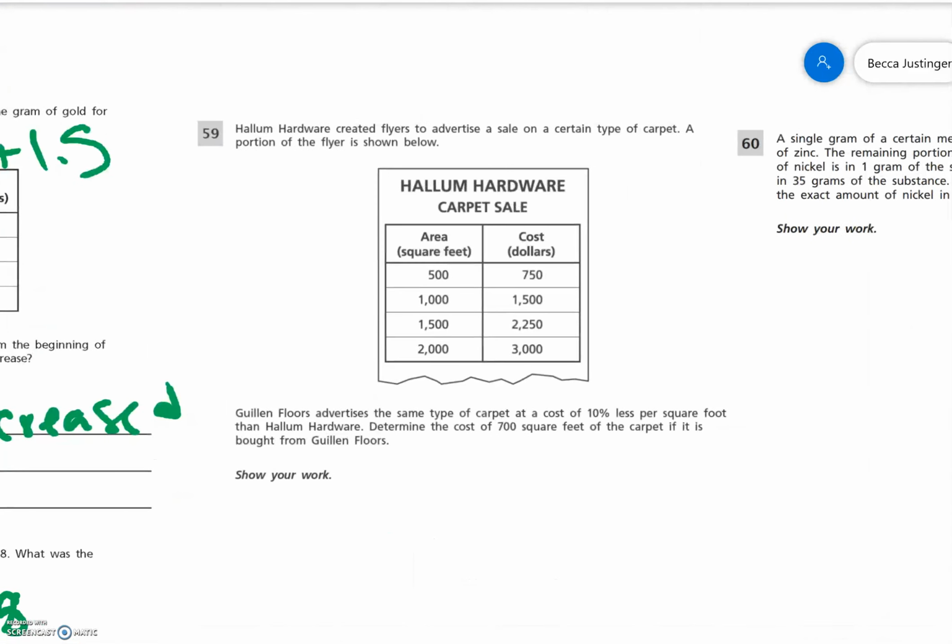Number 59, Hallam Hardware created flyers to advertise a sale on a certain type of carpet. A portion of the flyer is shown below. Gillen Floors advertises the same type of carpet at the cost of 10% less per square foot than Hallam Hardware. Determine the cost of 700 square feet of the carpet if it's bought from Gillen Floors. So we'd first have to find out what the cost would be at Hallam. So we are going to do cost per, so dollars per square foot. So we're going to divide 750 divided by 500. So it's $1.50 per square foot.